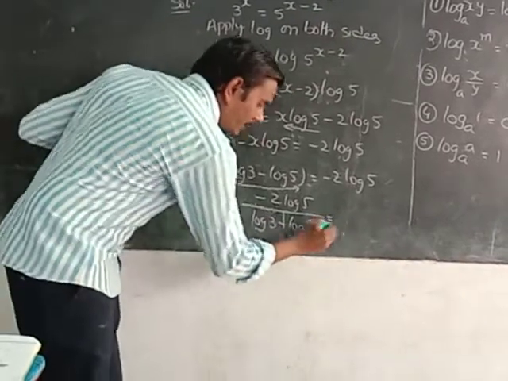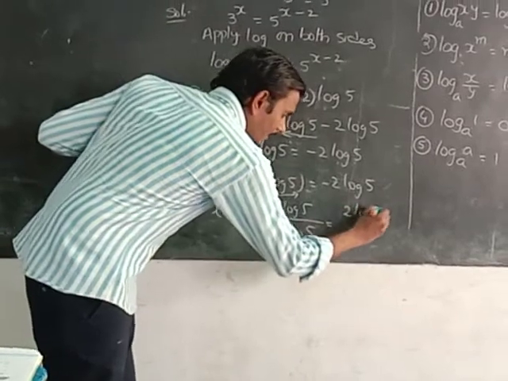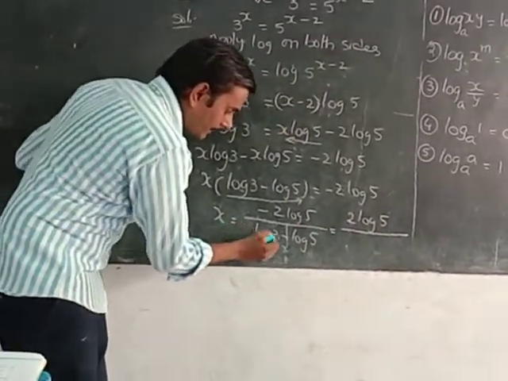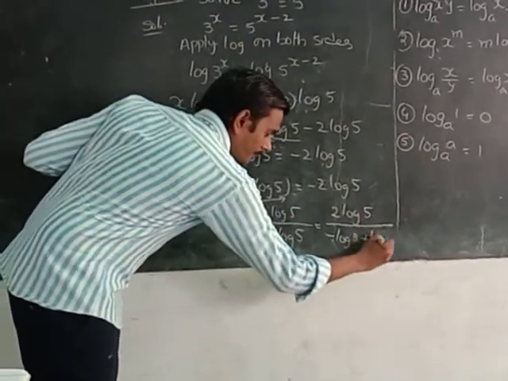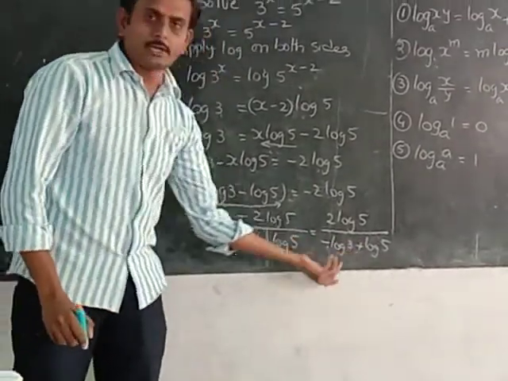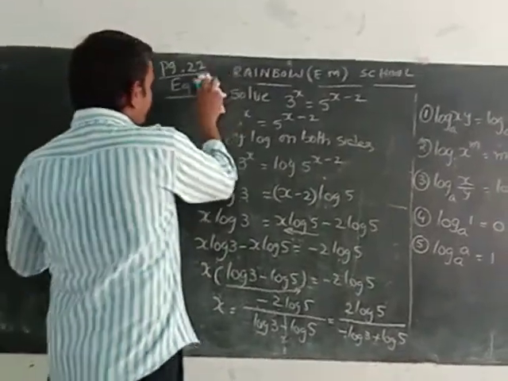Multiply the numerator and denominator with minus. Then it will be log 5 by, this becomes minus log 3 plus log 5. Interchange these two and we will get the minus. This is the solution. Okay, next example 14.